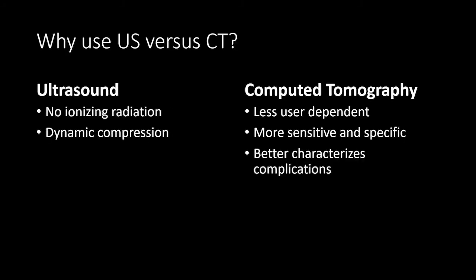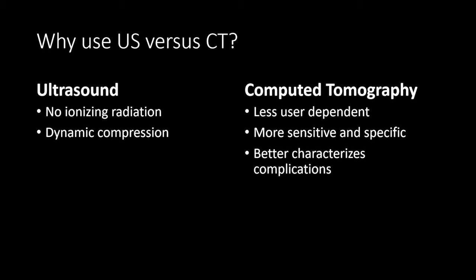So why use ultrasound versus CT? Ultrasound is really used over CT because it does not require ionizing radiation, and we know that children in particular are more sensitive to ionizing radiation than, say, our adult population. Ultrasound also has the advantage of being able to use that dynamic compression to see whether or not the appendix, when it's in that equivocal state of 6 to 8 millimeters, will compress with pressure.